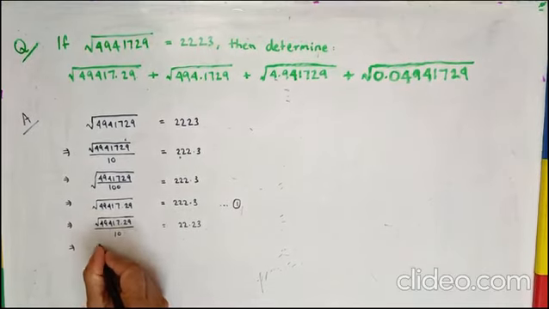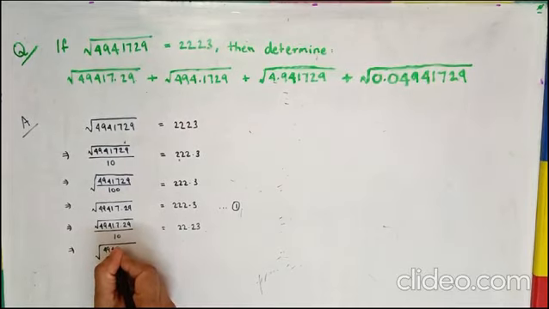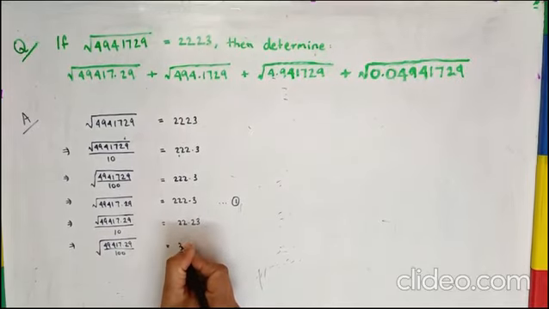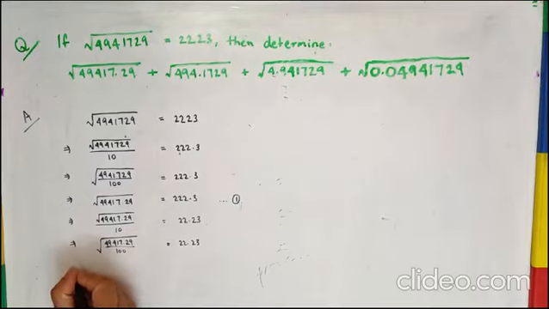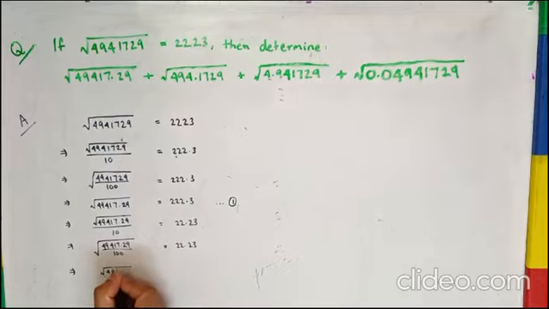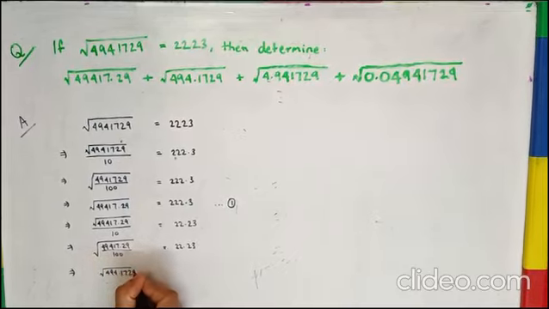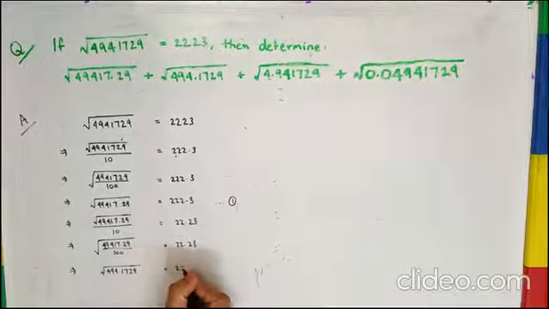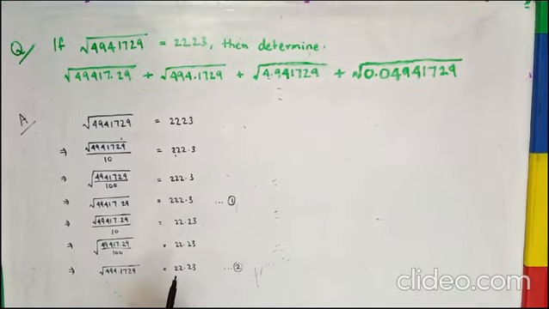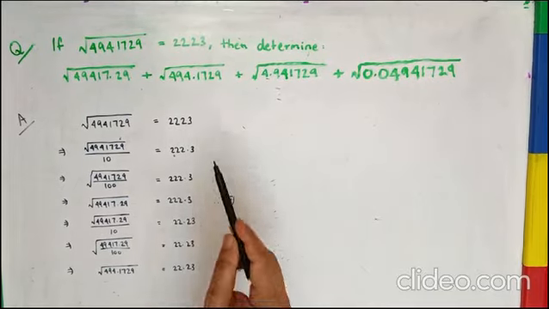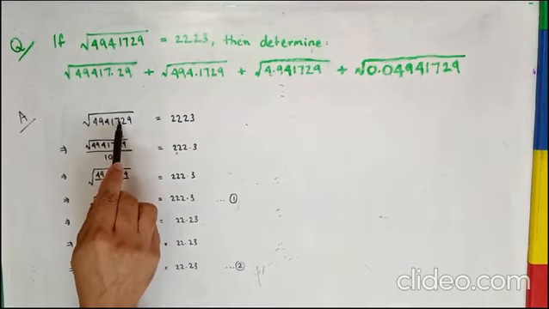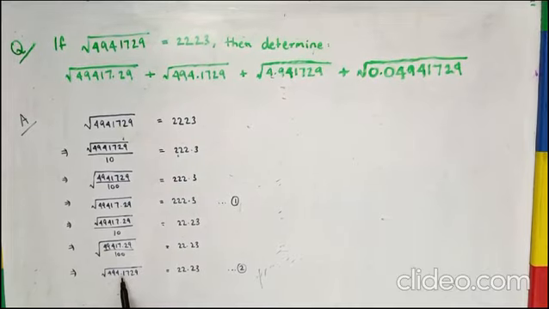Which means bringing that under the square root, 49417.29 by 100 is equal to 22.23, right? Which implies the square root of 494.1729 is equal to 22.23. This is 2, right? Now I think I have shown the first 2 steps here, how we have this decimal point shifted towards the left by 2 and then again by 2, right?